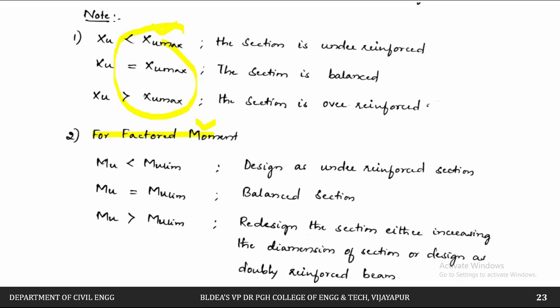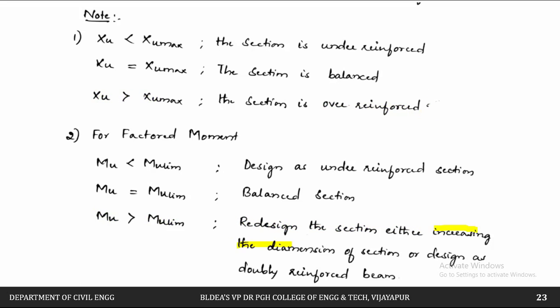Similarly, if you calculate the factored moment based on this same concept, the same thing we are going to have. If the moment is less than the limiting moment, we can call it an under reinforced section. If the moment of a section is equal to the limiting moment, we can call it a balanced section. If the moment is greater than the limiting moment, then we cannot design it as an over reinforced section. Why? Because we are avoiding this type of section. So what we can do is redesign the section.